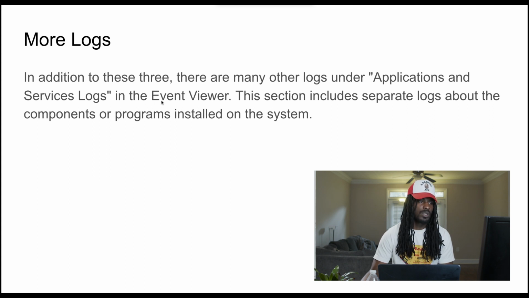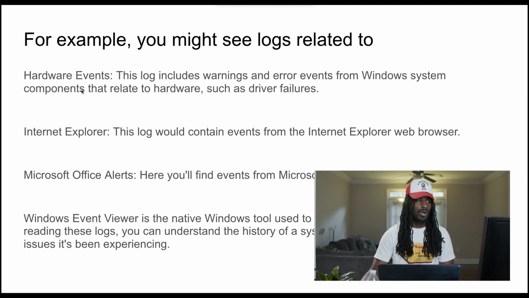Okay, so in the event viewer, in addition to these three, there are many other logs under applications and service logs. This section includes separate logs about the components or programs installed on the system. You've got hardware events, which include warnings and error events from Windows system components that relate to hardware, such as driver failures. Internet Explorer: this log would contain events from your web browser. Microsoft Office alerts: you'll find events from your Microsoft Office applications.